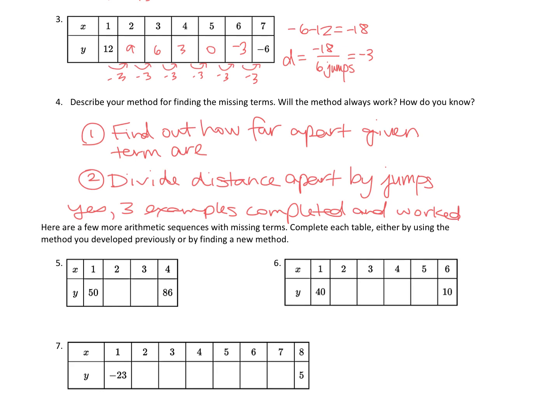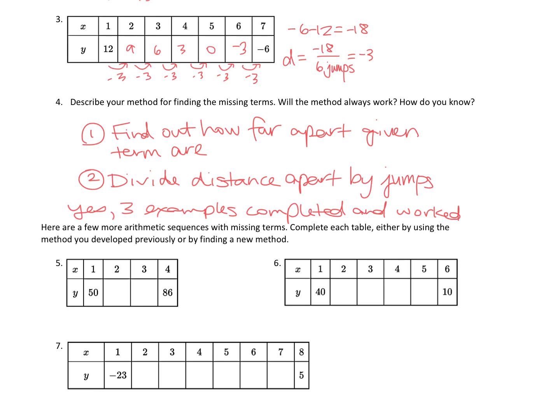So number 5 says, here are a few more arithmetic sequences with missing terms. Complete each table either by using the method you developed previously or by finding a new method. Okay, so I kind of like the method that I came up with. So let's just try to do it, but maybe showing a little bit less work, because maybe that'll help us turn it into a formula.